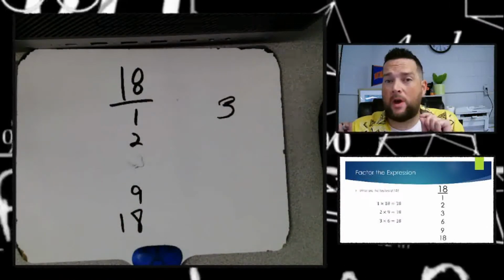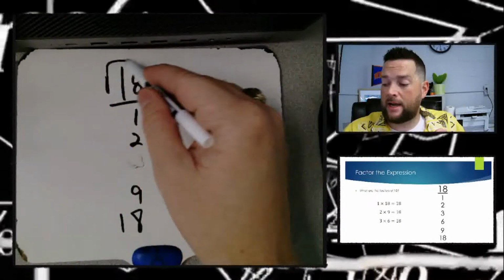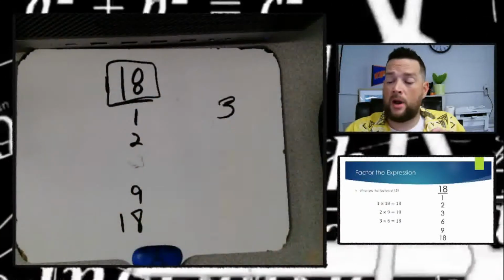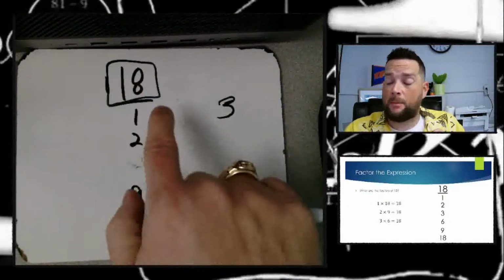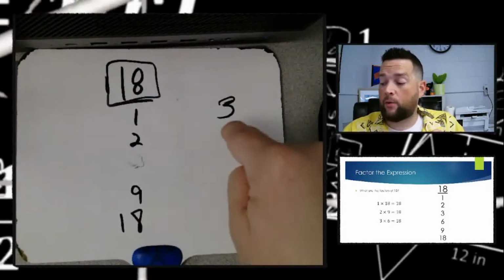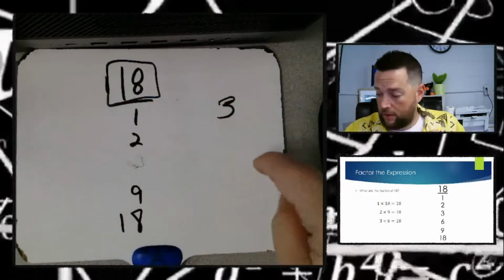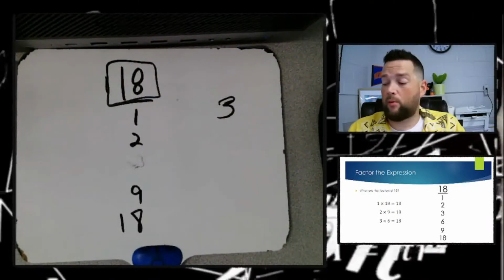Here's an easy, quick way to know if 3 will go into a number. Take the number you're asking yourself about, and just add up the digits that you see. So for 18, I'm going to add up 8 plus 1. That's 9, all right? If 3 will go into 9, then 3 will go into 18 as well. That's a really quick, easy way to know about 3s, all right?